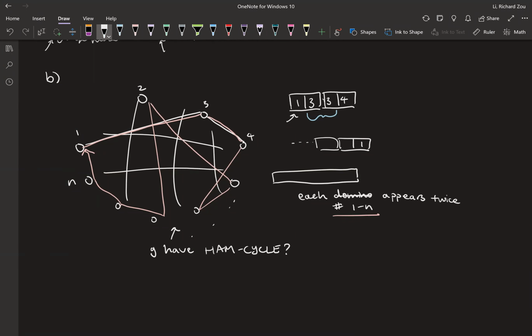So yes, a poly time solution for this problem, the domino question B, implies poly time for SAT. And I'm just glossing over the reduction because it shouldn't be too difficult to understand at this point.